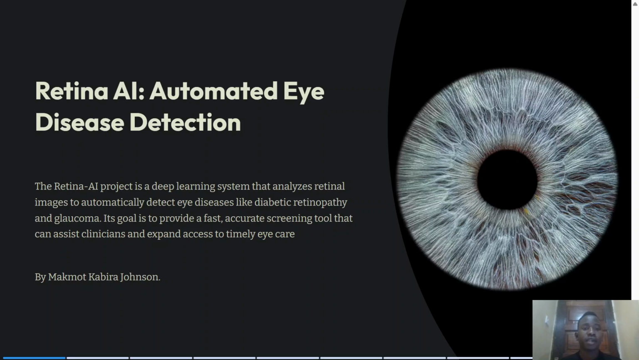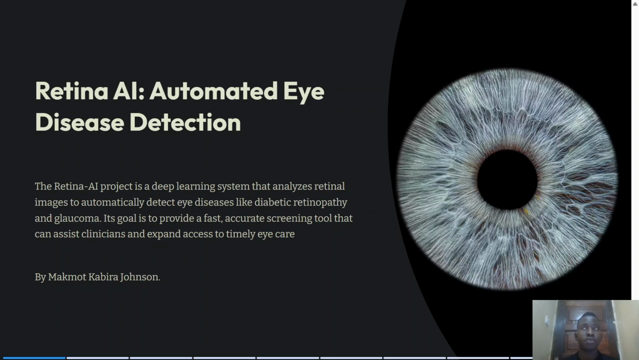Retina AI is a deep learning system that analyzes retinal images to automatically detect eye diseases like diabetic retinopathy and glaucoma, which can lead to blindness. Its goal is to provide a fast, accurate screening tool that can assist nurses, clinicians, and all the people who take care of our eyes, helping expand access to timely eye care.